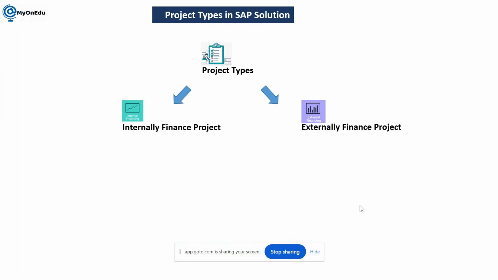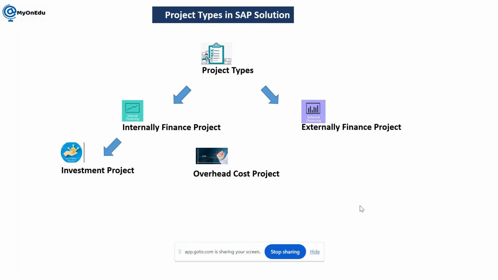So this is an externally financed project for Cognizant, and we are calling it a customer project also, right? So there are internally financed projects and externally financed projects. Internally financed projects can be further segregated into two types. First is the investment project, another is an overhead or cost project.